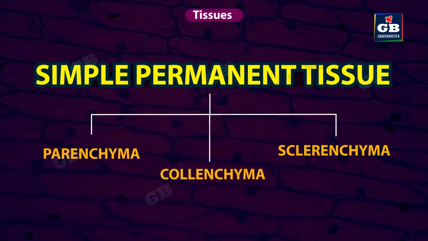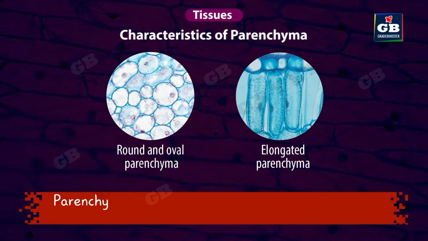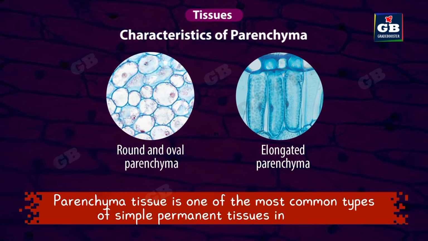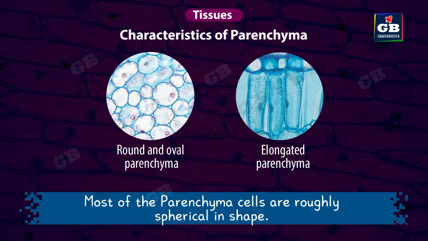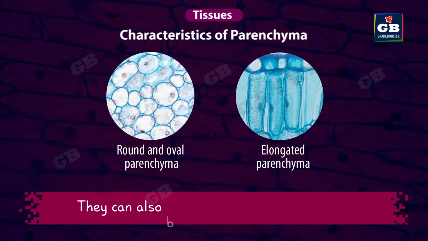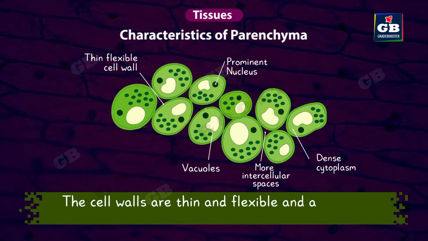First, let us learn about parenchyma. Characteristics of parenchyma tissue. Parenchyma tissue is one of the most common types of simple permanent tissues in plants. Most of the parenchyma cells are roughly spherical in shape. They can also be in oval or elongated shapes. The cell walls are thin and flexible and are made up of cellulose.